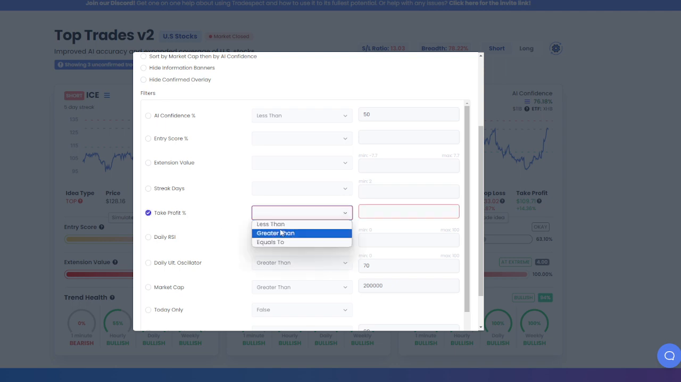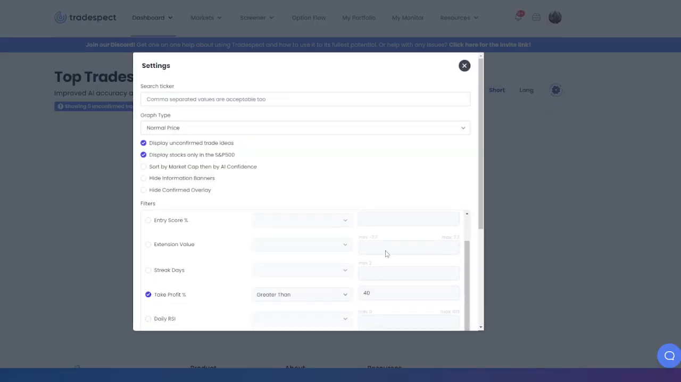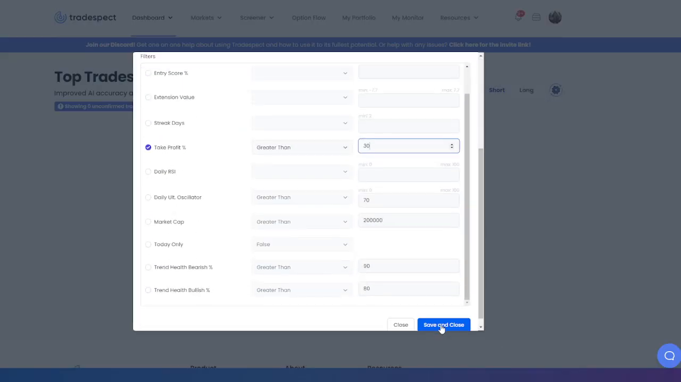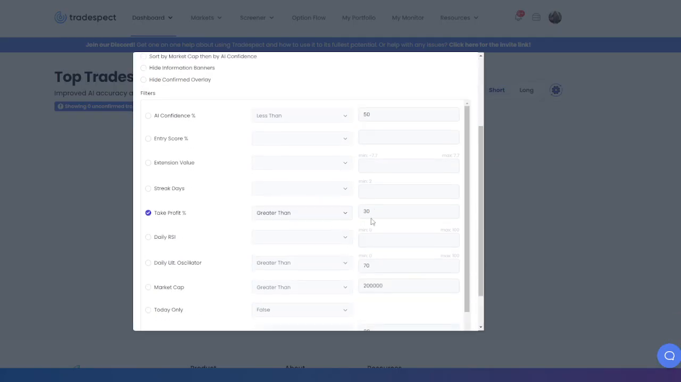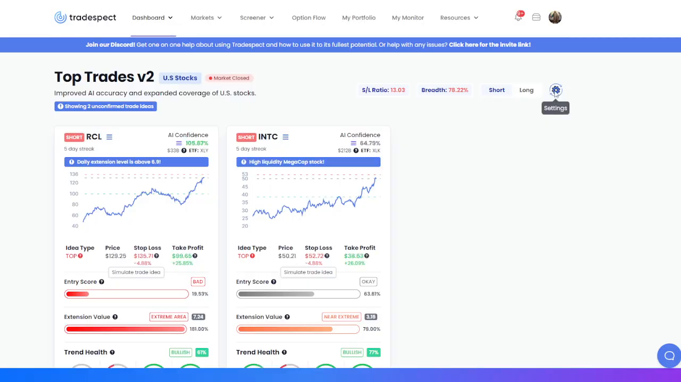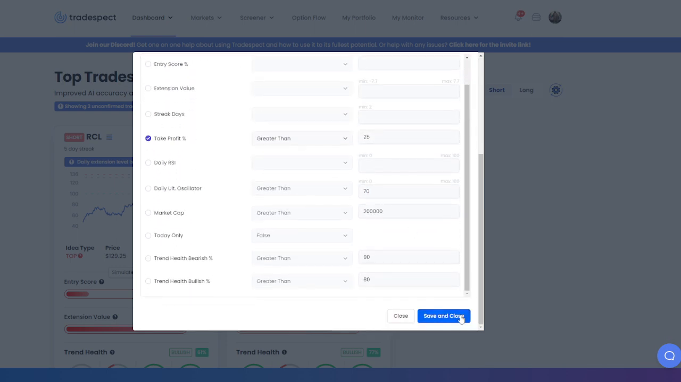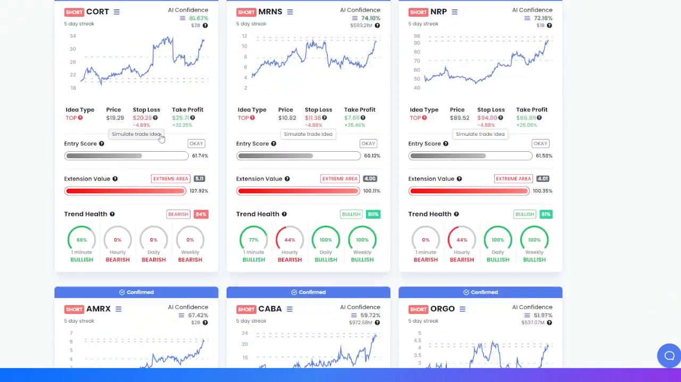If you want trades that are really spread from their mean, you can play around with high take profit trades. I don't know if there's any right now, or it's because I have this on. Oh, and also if you want to turn this off, that's kind of expert mode. So if you turn that off, you're kind of going into expert mode.